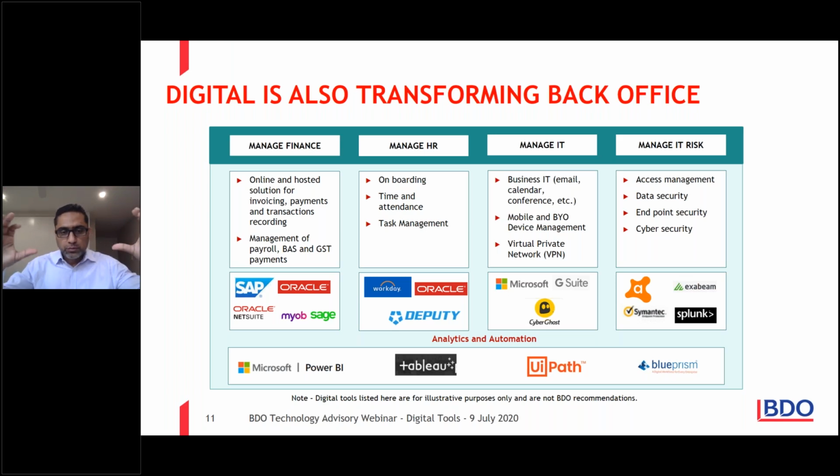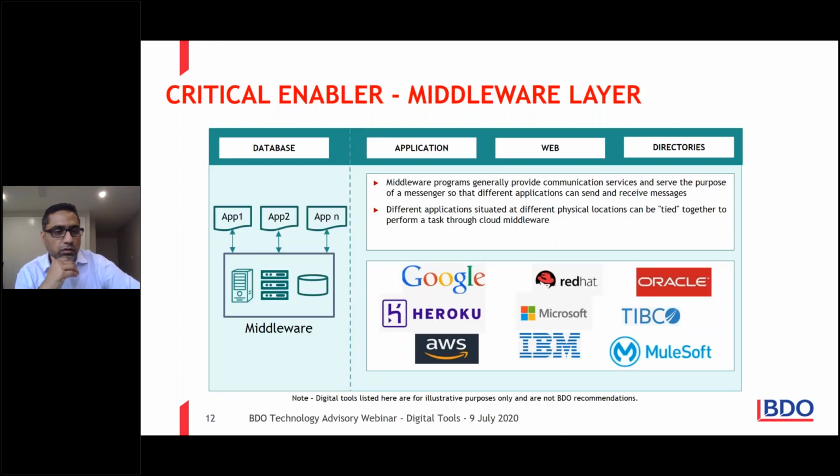So along with the customer transformation, the back office transformation is becoming increasingly critical to deliver that 15% reduction in cost that we discussed on a couple of slides back.